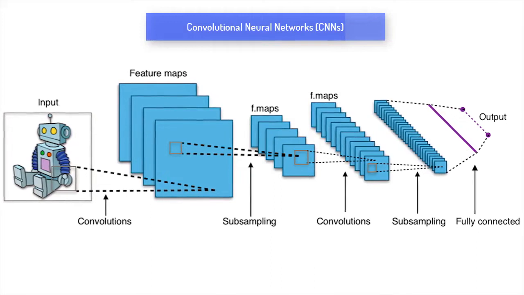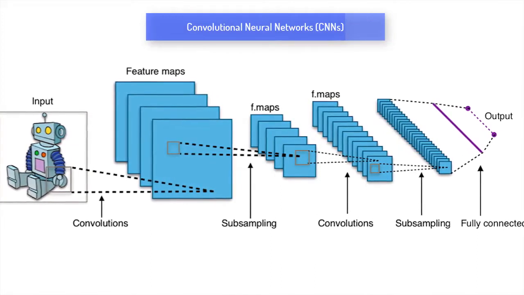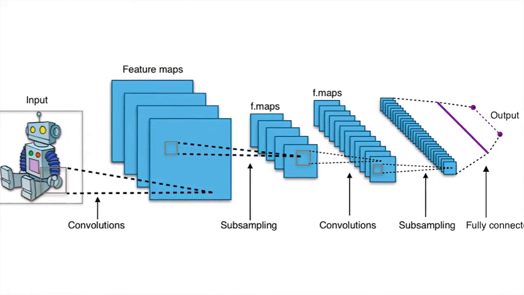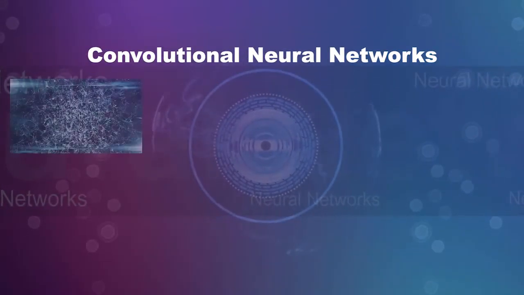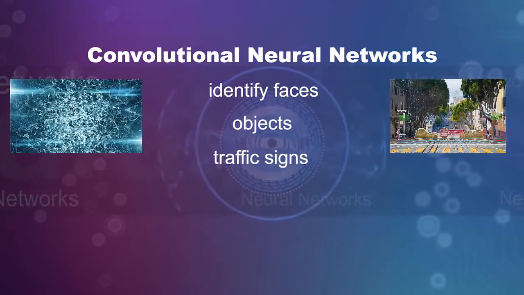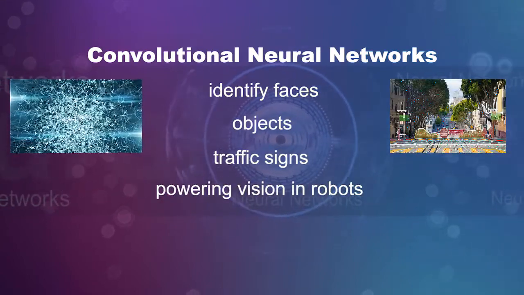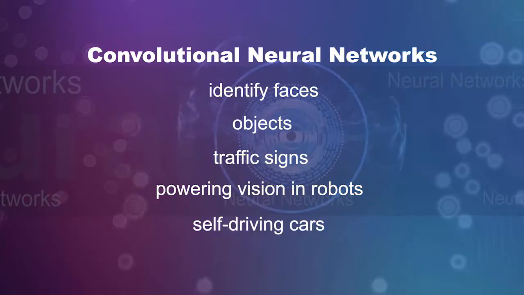Convolutional neural networks later became the neural network of choice for many data scientists, as they require very little pre-programming compared to other image processing algorithms. In the last few years, CNNs have been successfully applied to identify faces, objects, and traffic signs, as well as powering vision in robots and self-driving cars.